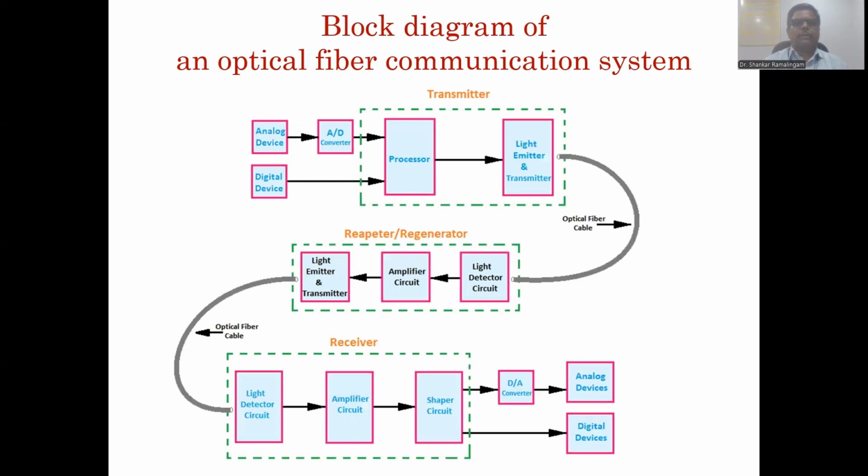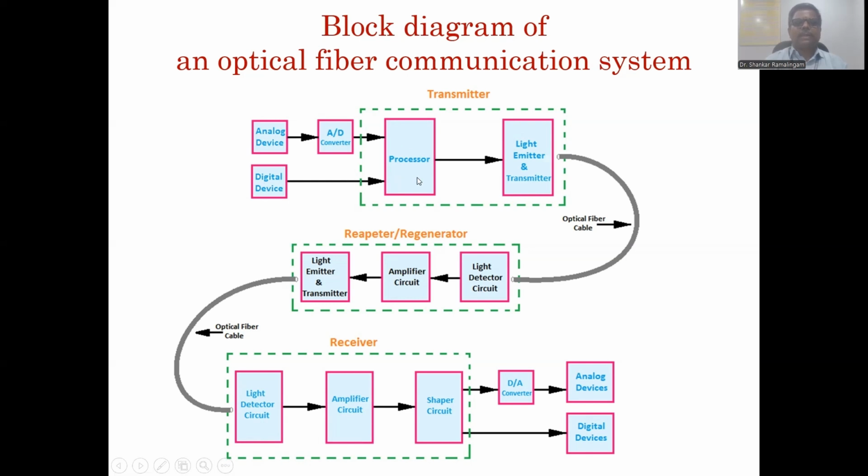So this is the block diagram of an optical fiber communication system, where you can see it can get the input from an analog device, and that analog device input is going to be converted into digital by means of an analog to digital converter, and that signal is going to be given to the processor present in the transmitter of our optical fiber communication system, whereas our digital device is going to directly give the digital signal to the processor, and this processor is going to process the signal, which is in terms of ones and zeros, either from our analog device through our A to D converter or from our digital device.